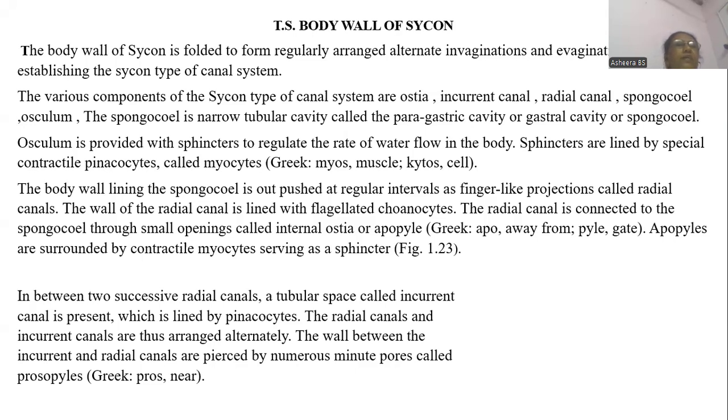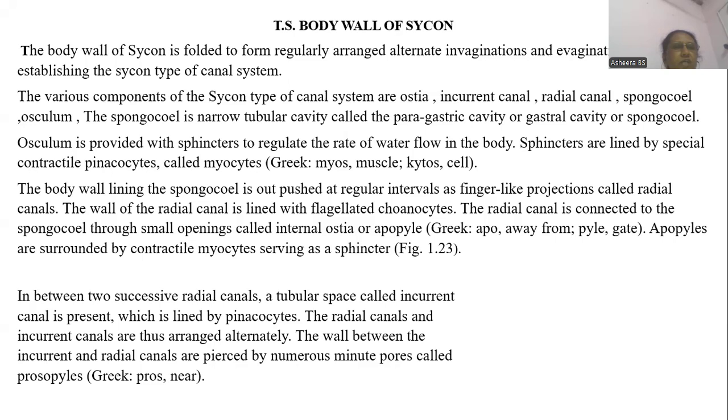Okay, now coming to the TS of the body wall of Sycon. The body wall of Sycon is usually folded at regular intervals. Whatever folding there is, you'll find that invagination and evagination are formed because of the folding. So alternate evagination and invagination occurs. Evagination is nothing but the outpushing of the body wall, and invagination is nothing but the inpushing of the body wall.